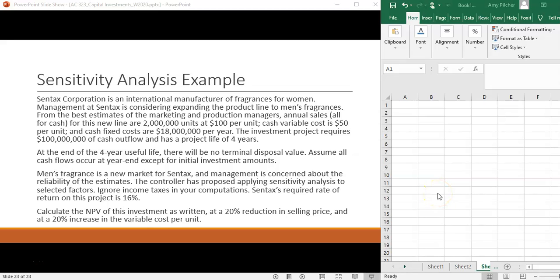The last example that we're going to look at for this chapter is a sensitivity analysis example. So we have a manufacturer of fragrances, and they're considering expanding their product line. They have some general information. They believe that they're going to have annual sales of 2 million units at $100 per unit.